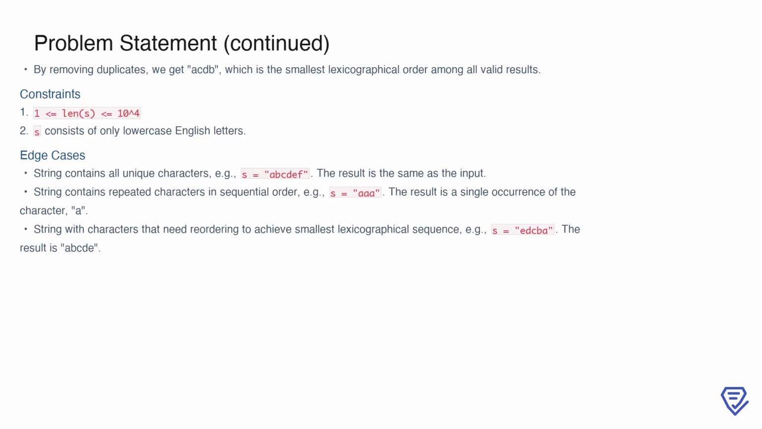If the input string contains repeated characters in sequence, like S equals AAA, the output will be A, as only one occurrence of the character is kept. Finally, for strings where reordering is required to achieve the smallest lexicographical sequence, like S equals ECBA, the output will be ABCDE, as we must rearrange the unique characters to meet the lexicographical requirement.